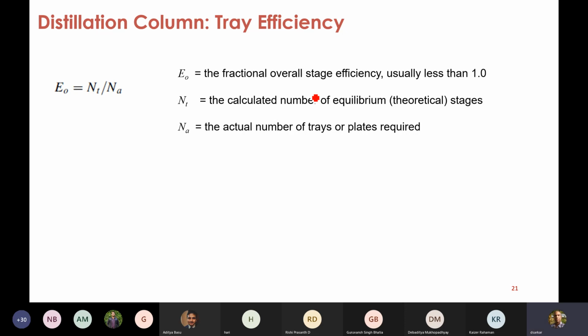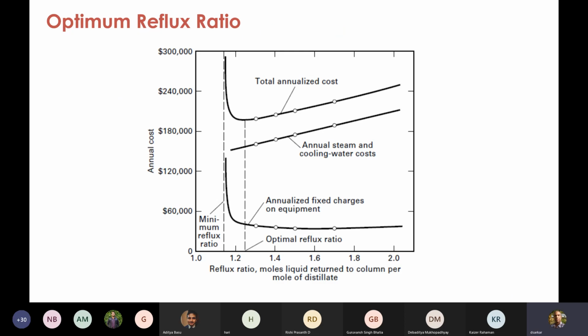Then you will also be given the actual number of trays in the existing setup. So you can find out the overall tray efficiency as the total number of calculated trays divided by the total number of actual trays. The total number of actual trays will typically be higher than the number of calculated trays, so the tray efficiency will typically be less than 1, and you have to report that tray efficiency value. Okay, so that is all from my side.